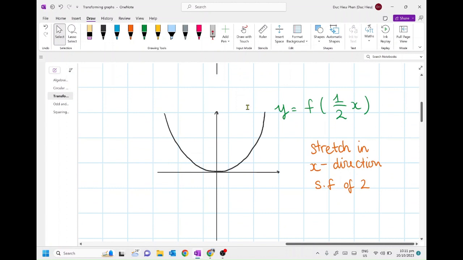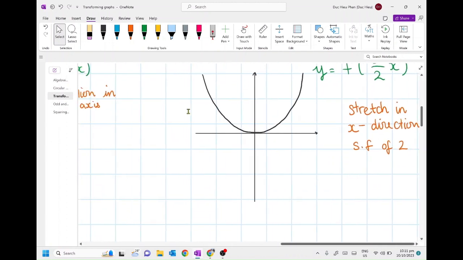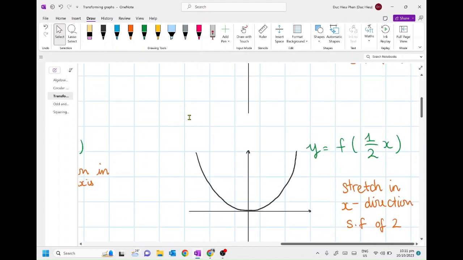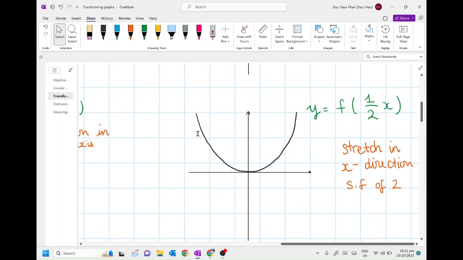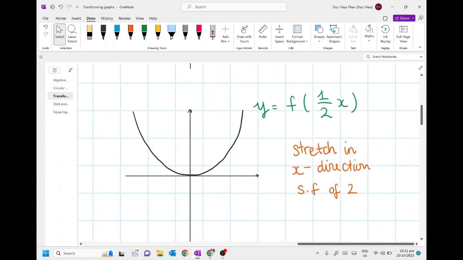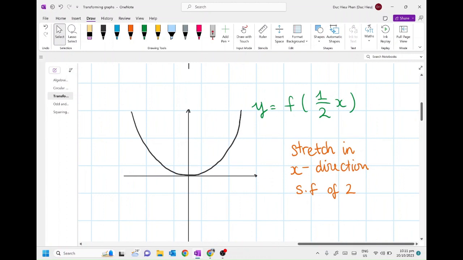Meanwhile, it's quite counterintuitive with x. But when you change x by a scale factor, in this case I'm showing an example of you timesing x by 1/2. You're dividing x by 2. The graph is actually stretched in the x direction by a scale factor of 2, the inverse of 1/2. And that's because basically every value of x is becoming half of itself.